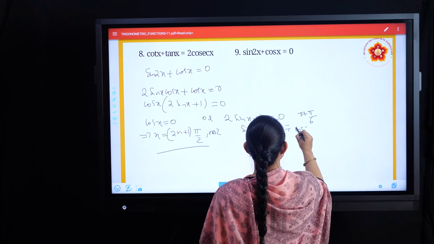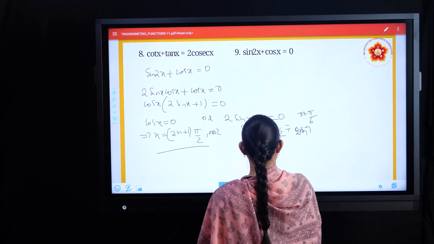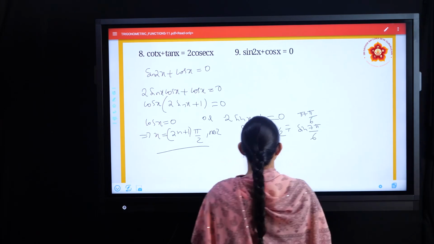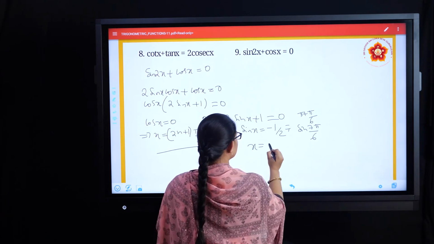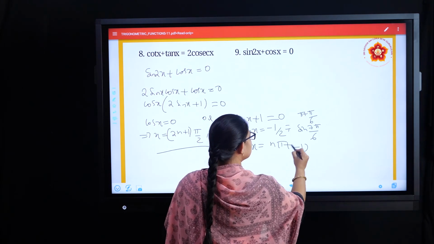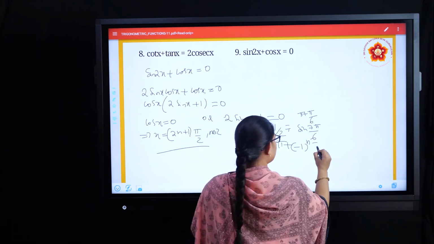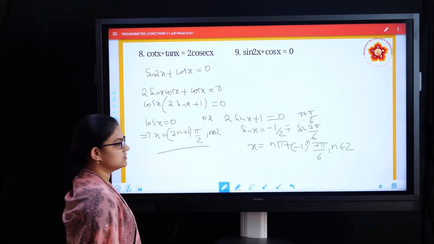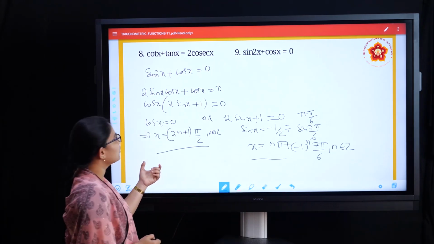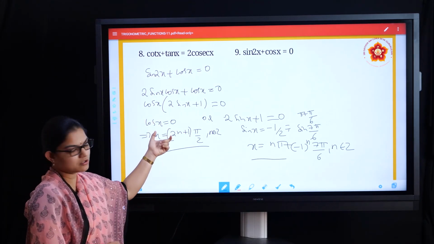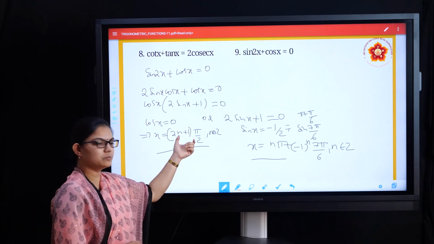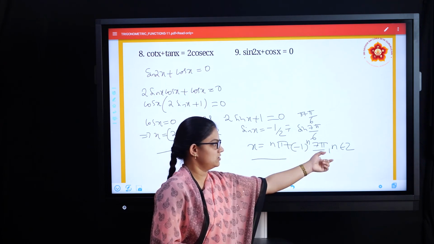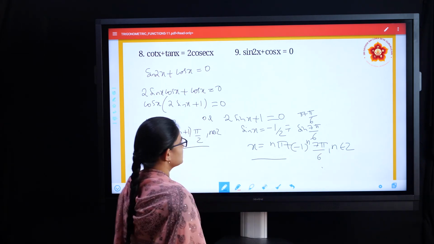So sin 7 pi by 6. Therefore x is equal to n pi plus minus 1 power n, y is 7 pi by 6 for n belongs to z. This is the general solution. Therefore the general solution for the equation sin 2x plus cos x is equal to 0 is x is equal to 2n plus 1 pi by 2 or x is equal to n pi plus minus 1 power n 7 pi by 6 for n belongs to z, which is the general solution.